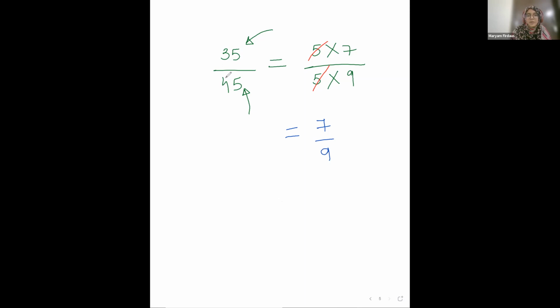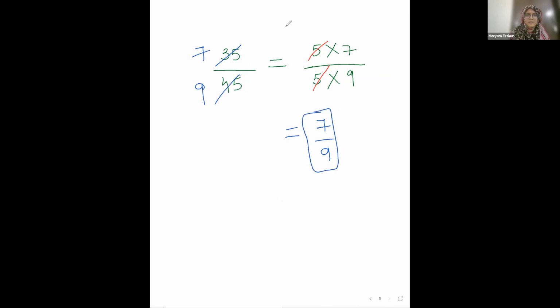Another shortcut way, instead of writing it like this, is to think about it like this. 35 and 45, how can I cancel them? Well, I know that 5 sevens are 35 and 5 nines are 45. So I have 7 by 9 remaining. That's a shortcut way of doing it, basically.